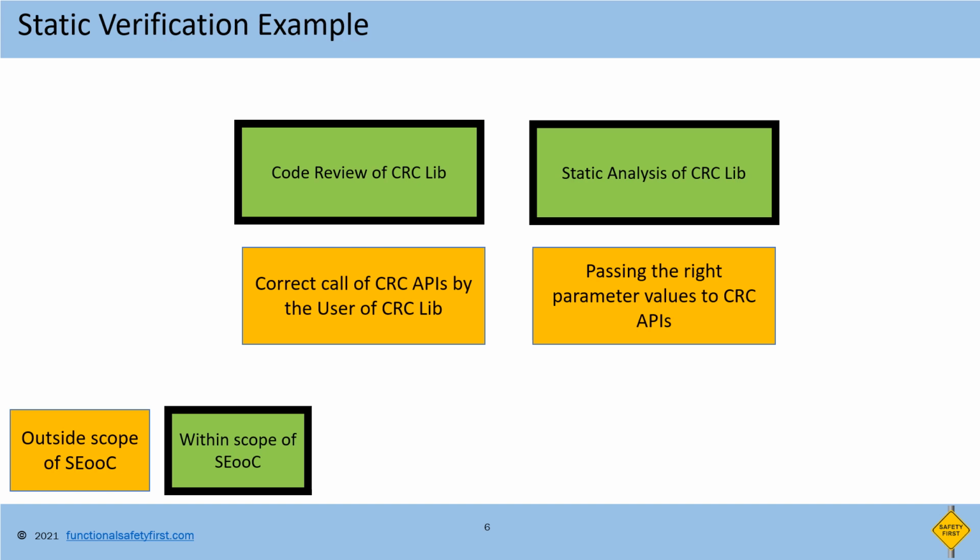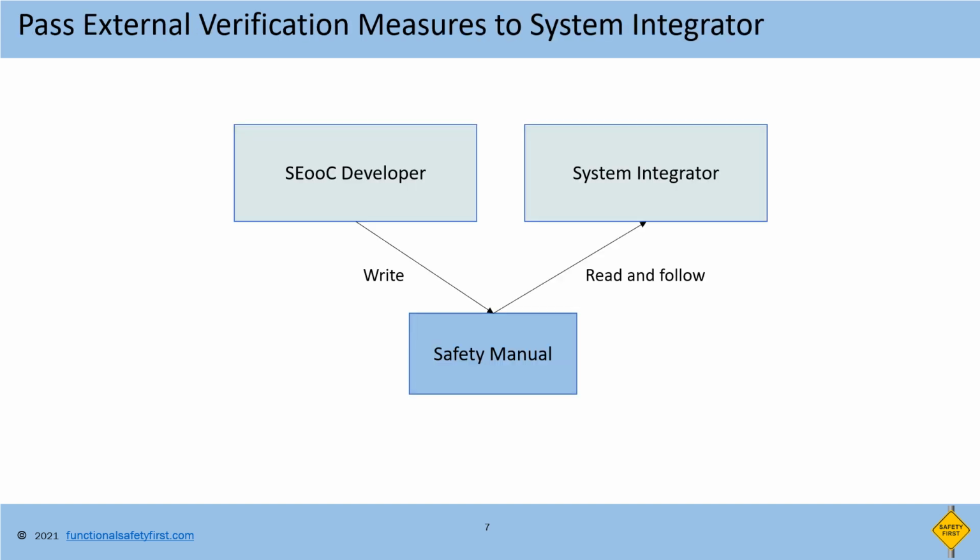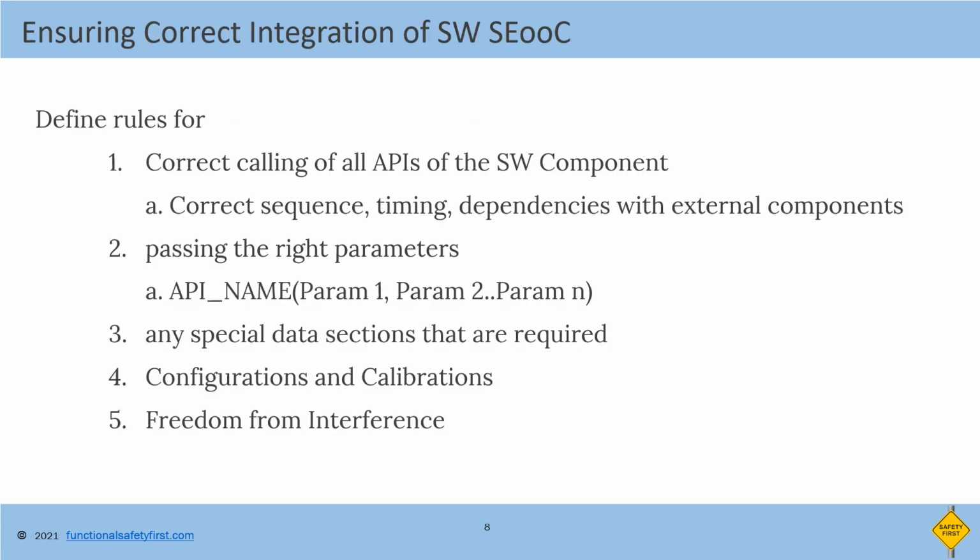So the correct call of the CRC APIs, such as ensuring that if there is an init API, it is called in the right init container of the system, must be taken care of by the system integrator. Similarly, the system integrator must ensure that the right parameter values are passed to the CRC APIs. So, by writing these external verification measures in the safety manual, the SEooC developer can ensure that these measures are informed to the system integrator. To summarize, the software SEooC developer has to clearly specify the rules for correctly integrating the software component, and if they do that, then that is sufficient to cover the static verification aspect.